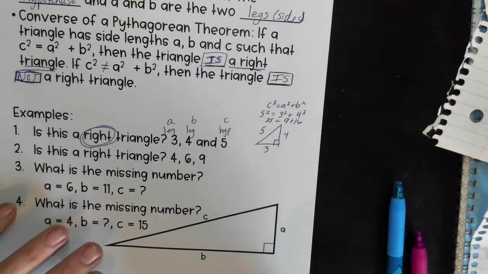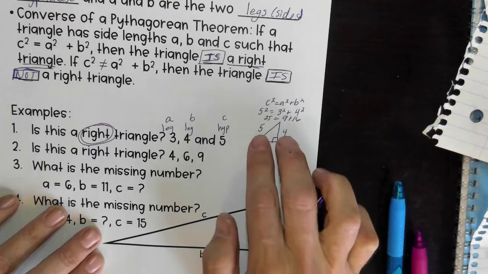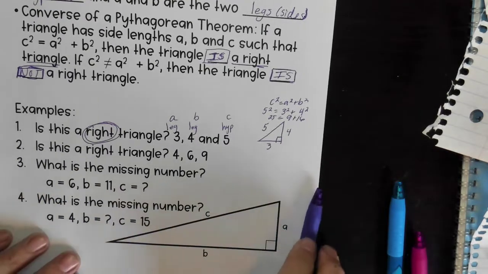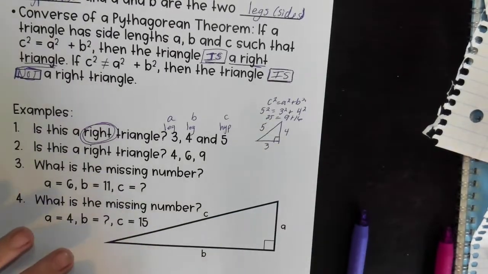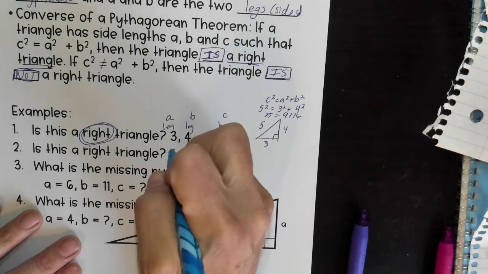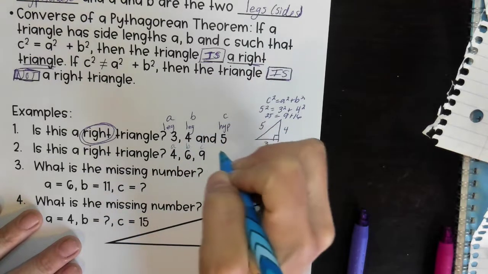Definitely a right triangle. The two legs squared and added up made the hypotenuse squared. Okay? Looking at the next one, let's use the same concepts. Leg and leg, because they're the two shortest. Hypotenuse, because it's the longest. So I'm going to label this A, B, and C.